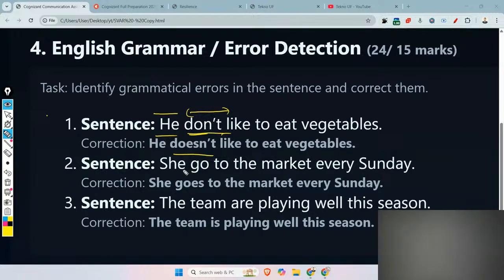The same way, she go to the market. Again, it is third person singular and verb first form, so you have to use s or es after that. This way, one type of question you can expect is grammatical error, and the next questions will be from articles and prepositions.